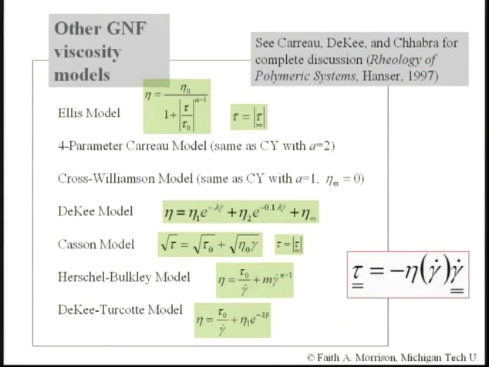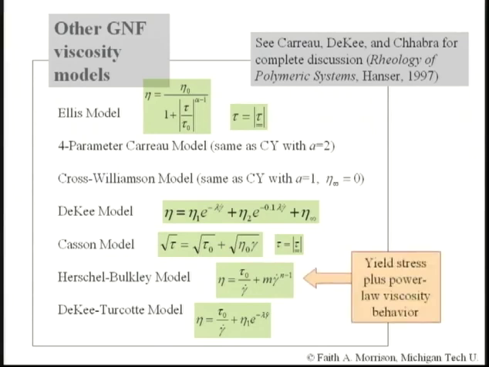Now, there are a lot of other generalized Newtonian fluid models in the literature. Okay? You've seen the power law model and the Bingham plastic. There's also, this is called the Ellis model, which is also based on the magnitude of the tensor. The 4-parameter Carreau model, which is a simplification of the Carreau-Yasuda. The Cross-Williamson model, which is another simplification of the Carreau-Yasuda. The Dickey model, which has some exponentials in it. The Casson model, which is very interesting, lots of square roots of stress in it, a little bit harder to apply. Herschel-Bulkley model. This Herschel-Bulkley model is just like the yield stress model.